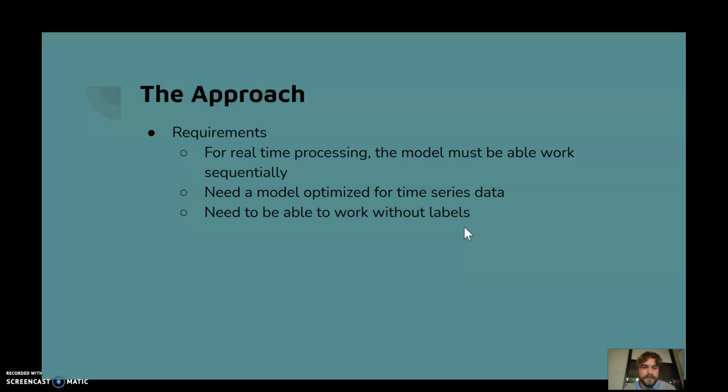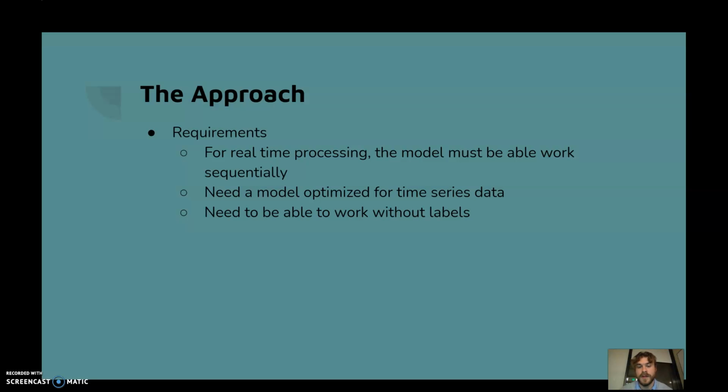So the approach, so some quick requirements. I need real-time processing if I can. And it, of course, has to be able to work sequentially. So an RNN or LSTM is sort of an obvious choice.